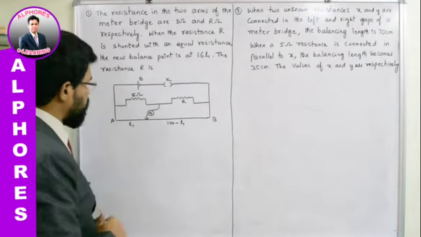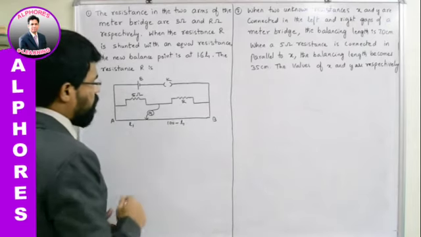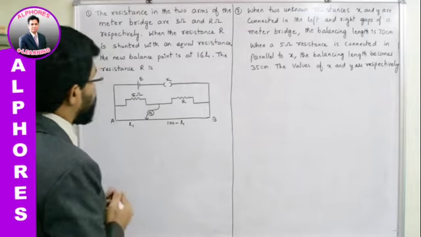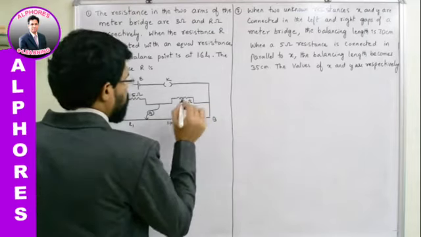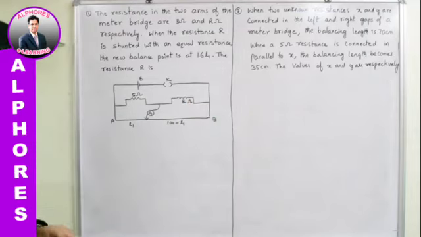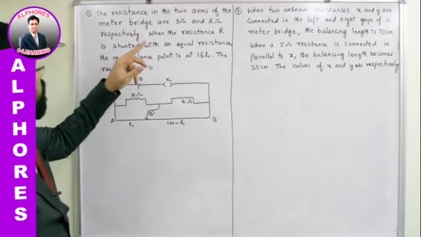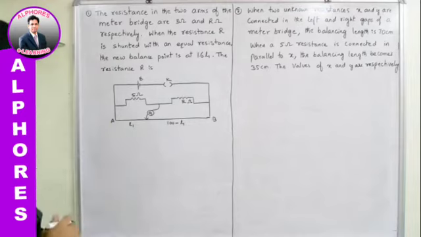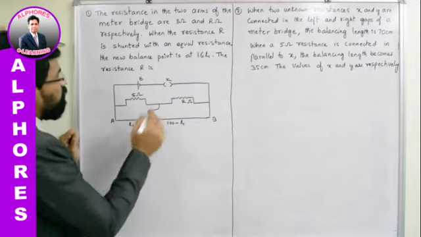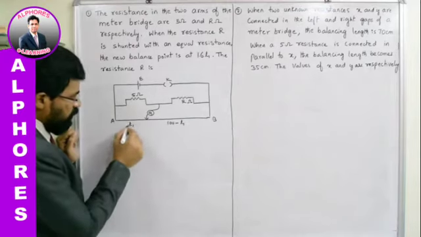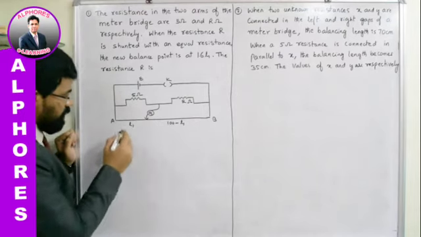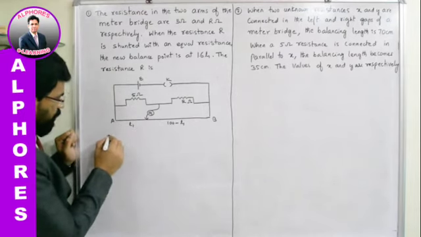5 ohm resistance is connected in the left gap and R ohm resistance is connected in the right gap. So in these two gaps, two resistances were connected. The resistances in the two arms are 5 ohm and R ohm respectively. At that time, what is the balancing length? L1 is the balancing length. Corresponding to this situation, what can you write?